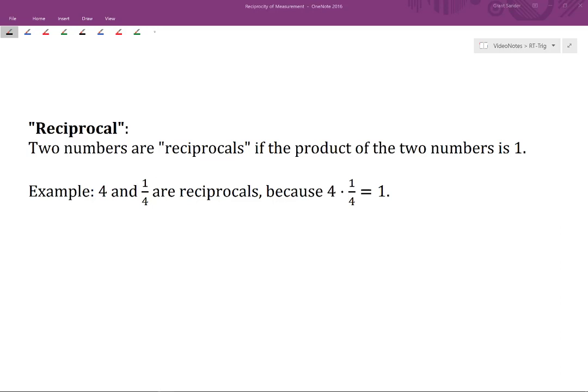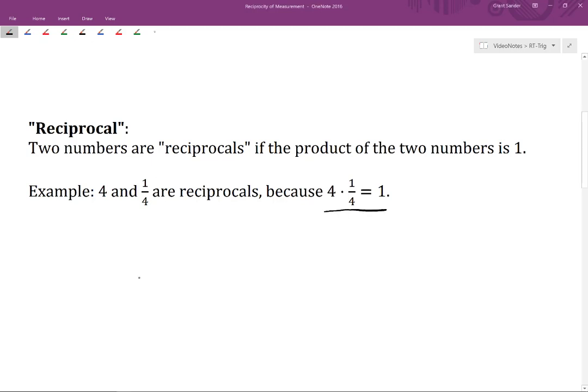In this video, we're going to look at the idea of reciprocal numbers and see how that applies to the trig functions we've been looking at. So, two numbers are said to be reciprocals if the product of the two numbers is 1. As an example, 4 and 1/4 are reciprocals because 4 times 1/4 is equal to 1.